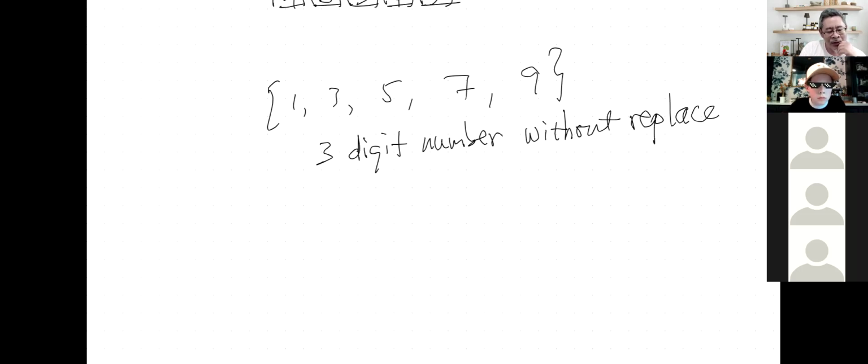You pick out a number, you put it down. Then you pick another number, you put it down. You pick another number, you put it down. Now, how many different arrangements? So this is called without replacement.